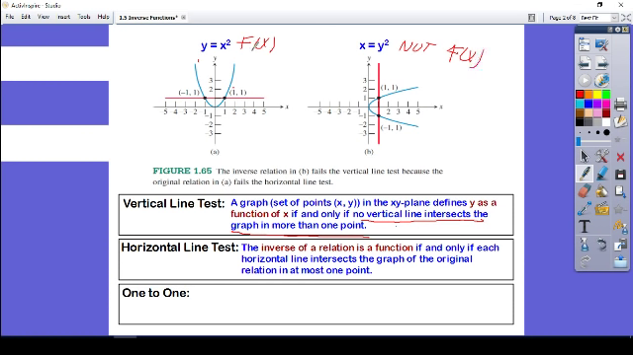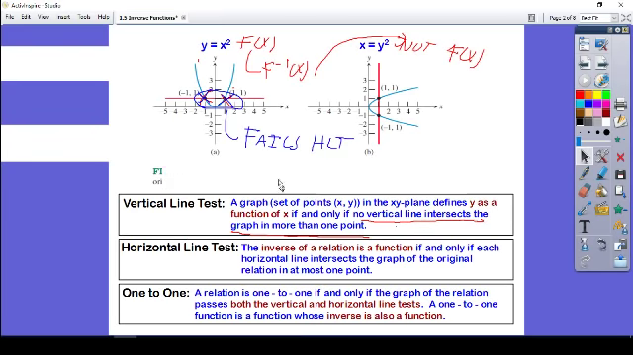But we know that the inverse is going to be not a function because this fails the horizontal line test. Let's do a different color. So that fails the HLT, because a horizontal line passes through the parabola and hits twice, which means the inverse is not a function. The inverse of this relation is not a function.